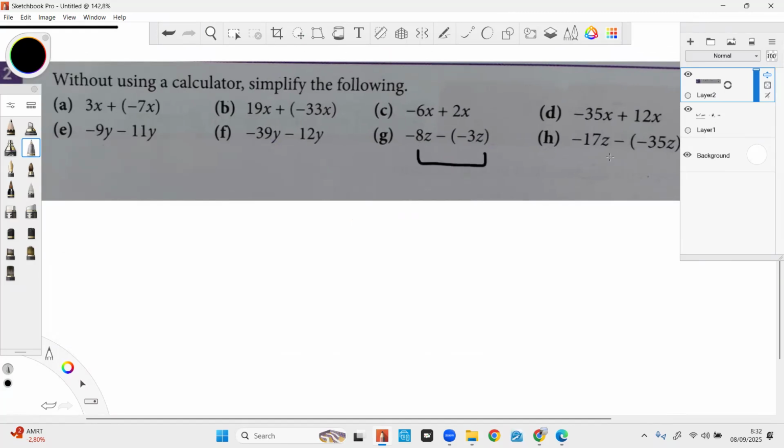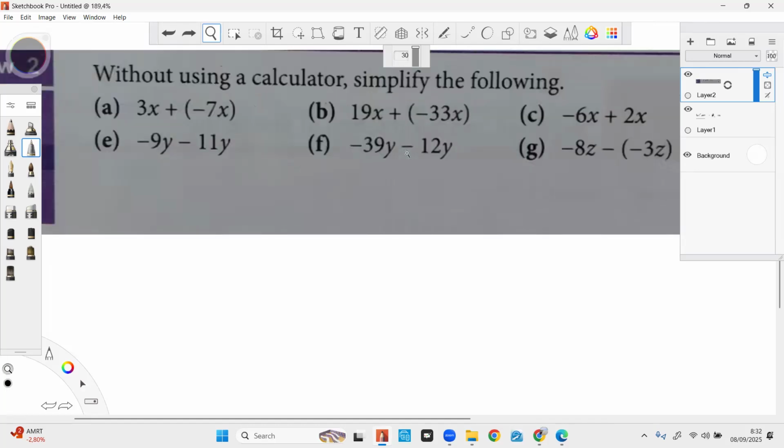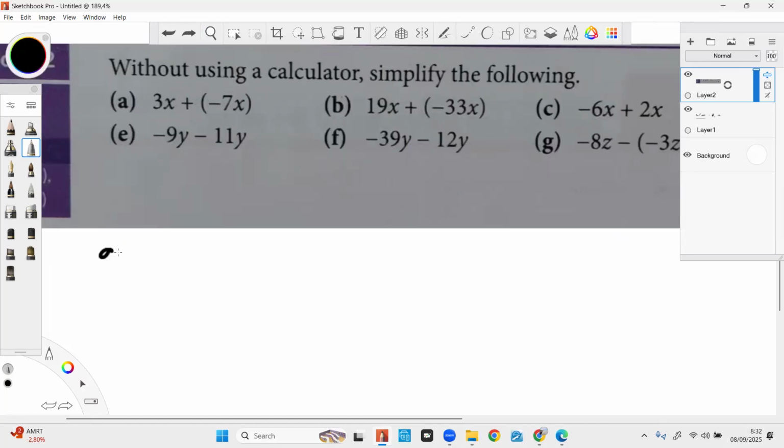Question G and H, z with z. Okay, so let's do one by one. For question A, 3x plus negative 7. So what is plus negative? Change the sign, right? Plus minus becomes minus 7x.